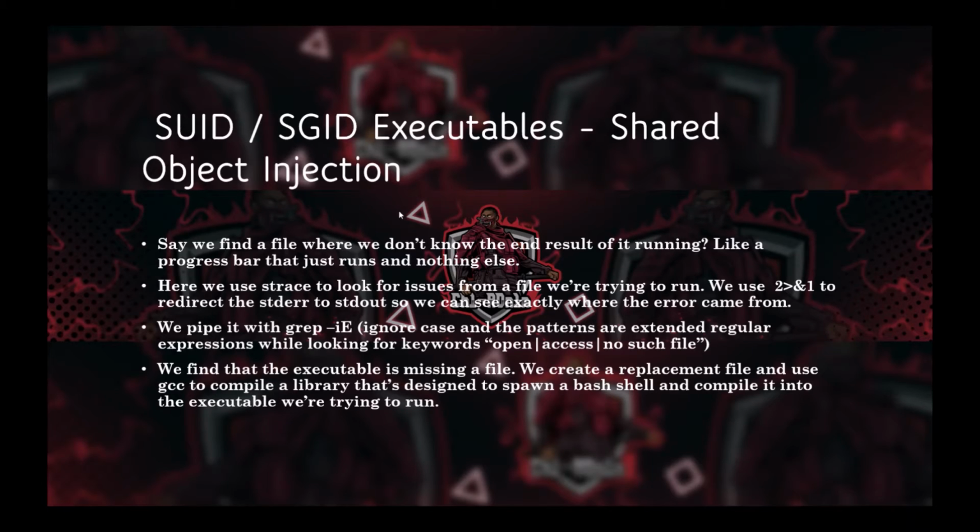So now with this new information, we can pipe it with grep with the -iE option to ignore the case and look for patterns that are extended regular expressions. So we'll have it look for these specific types of words, and then we could find what's missing, replace it, and then use that to compile, to put together something like a bash shell to run, and get escalated privileges that way.